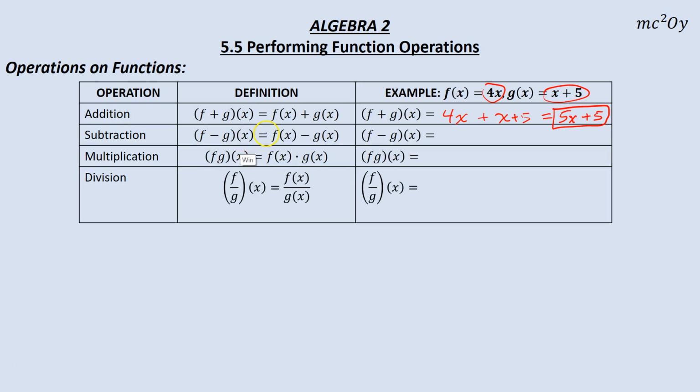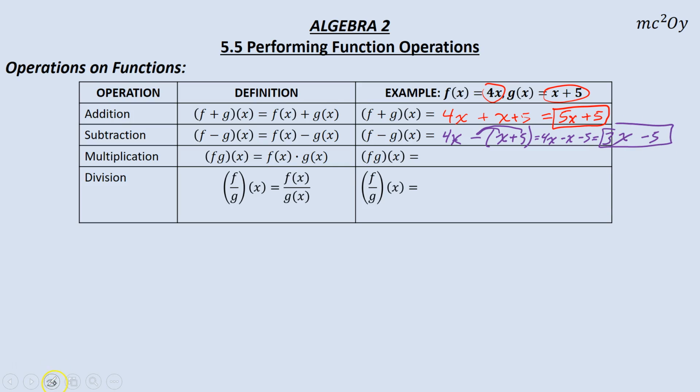If we're subtracting, really all we're doing is subtracting those pieces. So f minus g of x. We're taking 4x, and we're subtracting this time x plus 5. Now, note you have to put the x plus 5 in parentheses when you're subtracting because you're bringing in a negative there. Which really means 4x minus x minus 5, which is 3x minus 5.